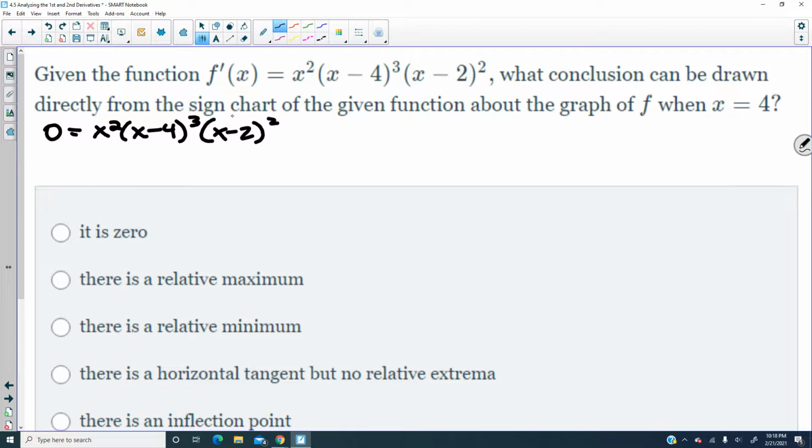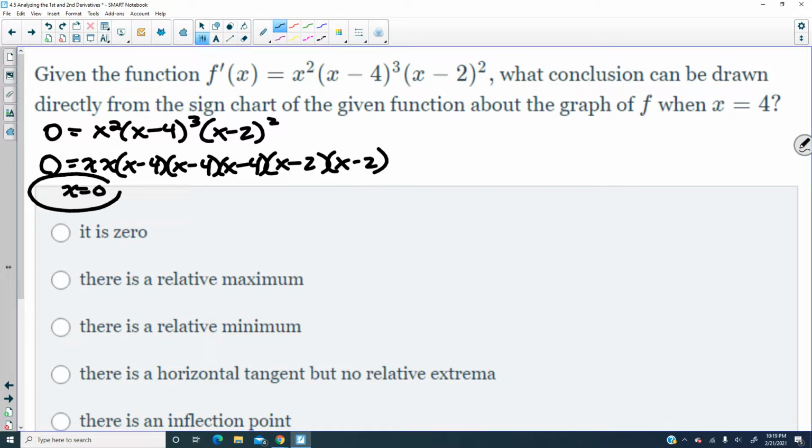don't let these exponents throw you off, because really all that means, if I expand it out, is that I'll just have x times x minus 4 three times, and then x minus 2 twice. That's all that means. Now, if I set each factor equal to 0, from each one of these I'm going to get x equals 0, twice. From all three of these, x equals 4, and then x equals 2 from those two. So I've got three critical numbers.